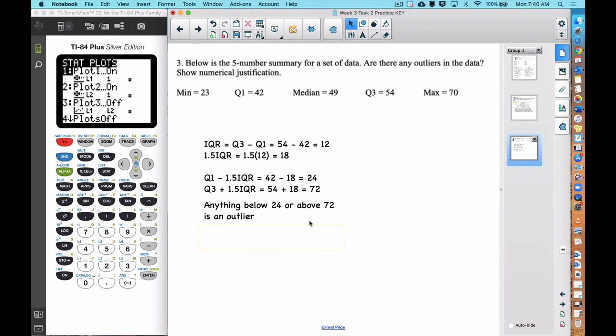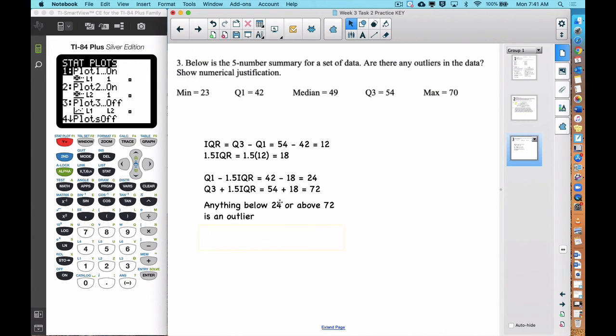If we had the data, we would just look through the list of data to decide which points are outliers if there are outliers. The only thing we can do here is look at the min and the max. This says anything above 72 is an outlier, but our max is 70, so there are no outliers on the high end.